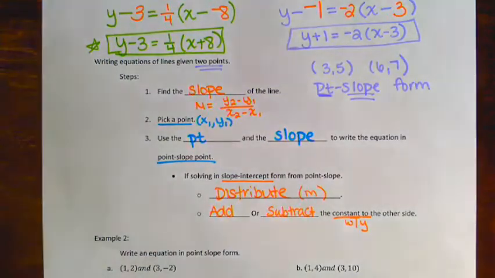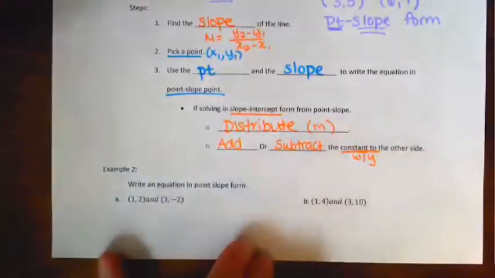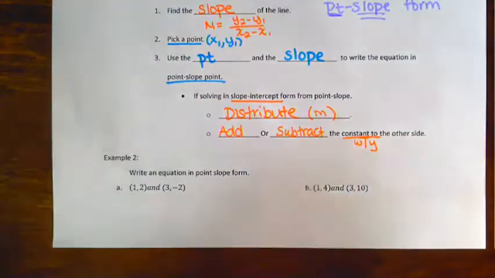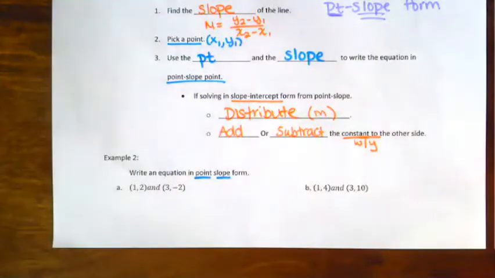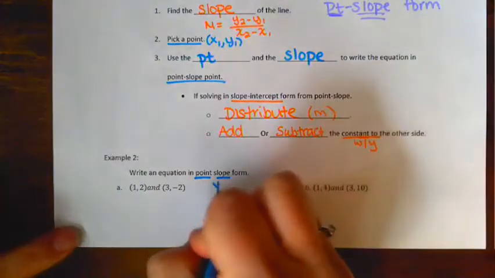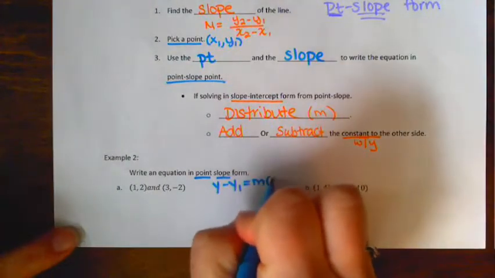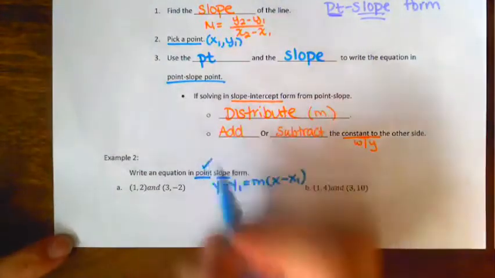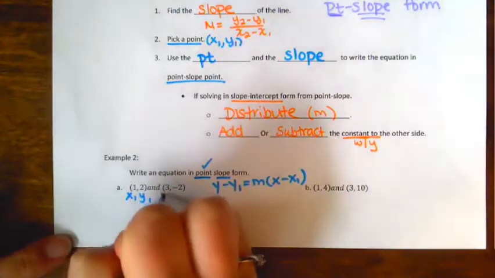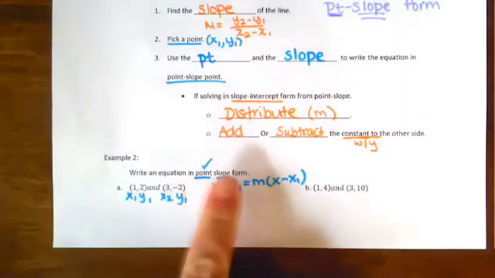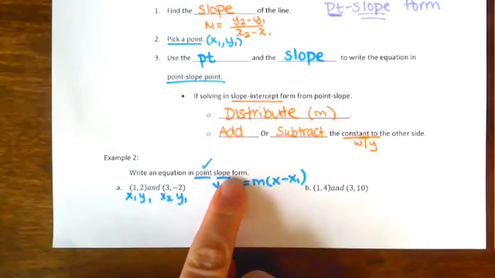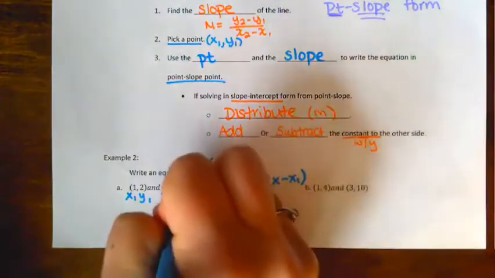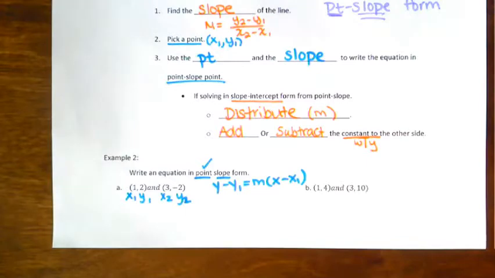All right, so let's go through here. Example 2A. Write the equation in point slope form, okay? Point slope form is y minus y1 equals m times x minus x1. Always read directions, okay? So we have a point, x1, y1, x2, y2. We have a point, but do we have the slope? No. So we need to find our slope first. Okay, so let's go ahead and find our slope.